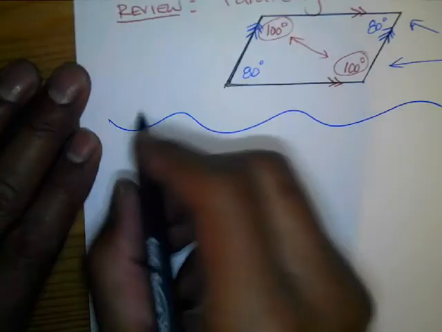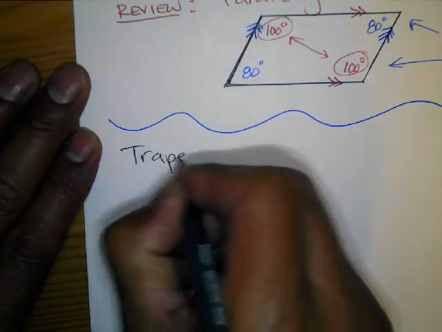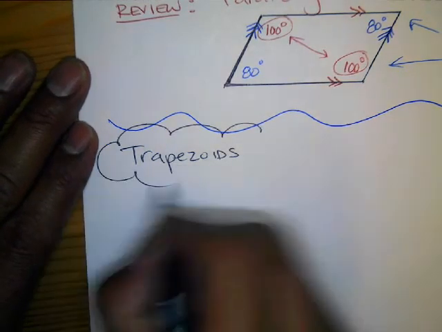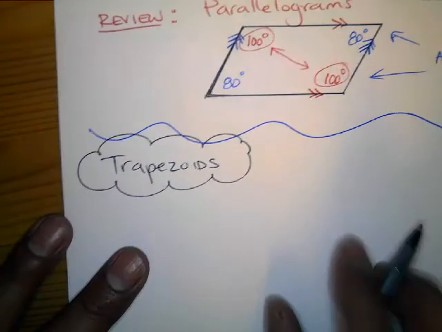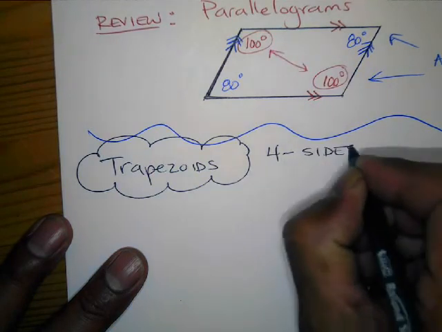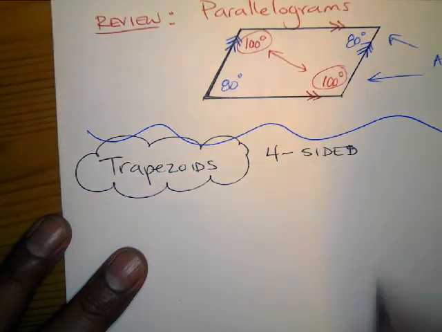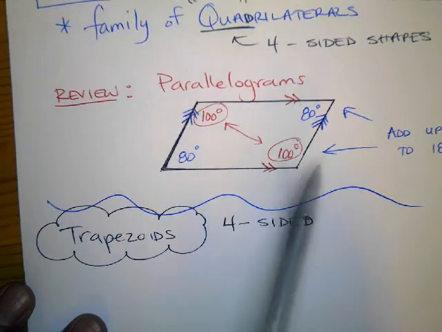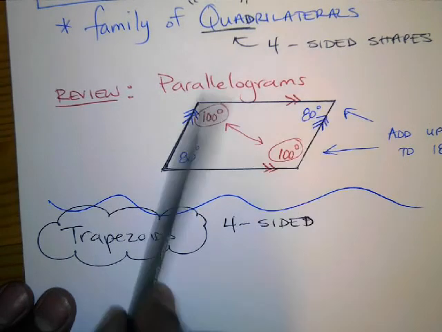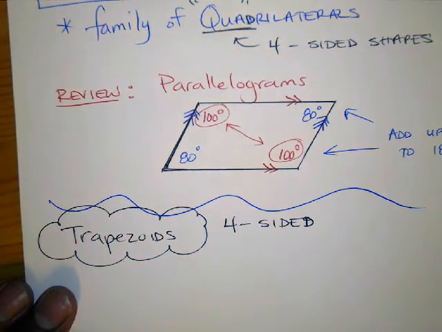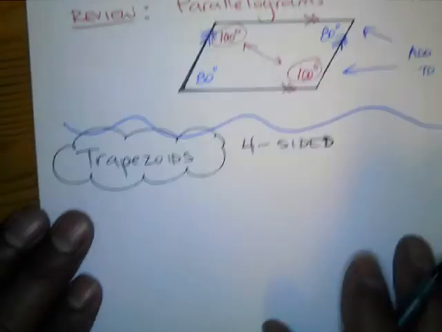This is what a trapezoid looks like. Trapezoids are also 4-sided. They're also quadrilateral, so they have 4 sides. 4-sided, right, or 4 sides. But remember, parallelograms have 2 pair. 1 pair of parallel lines, and then here's the other pair, right? It had 2 pair of parallel lines.